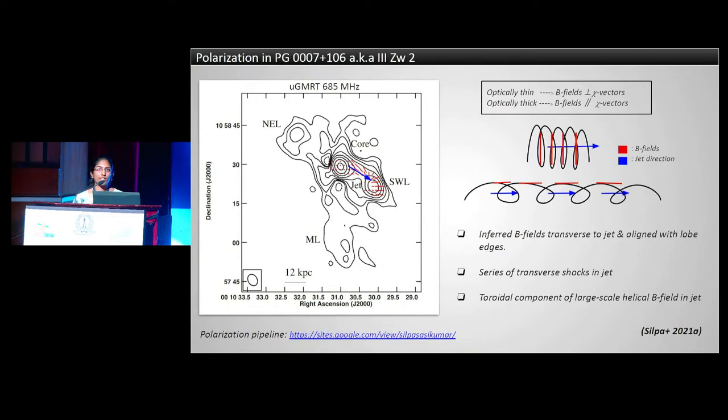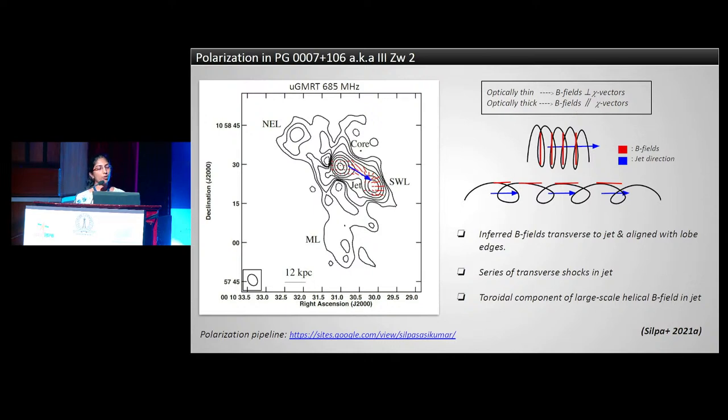For the polarization study, we selected the most extended source from our PG sample, which is PG 0007+106, also known as III Zw 2. It is also the first Seyfert galaxy where a superluminal radio jet was discovered. This is the uGMRT 685 megahertz contours in black. In addition to the primary lobes, we are also detecting a misaligned lobe towards the southwest with the uGMRT image, but it was not detected in the higher resolution VLA observations.